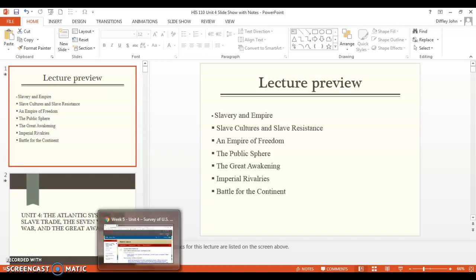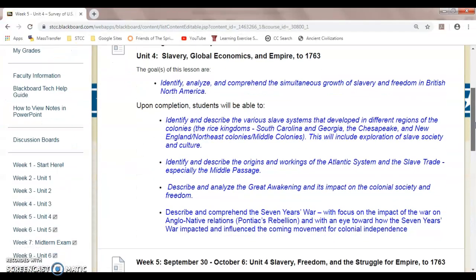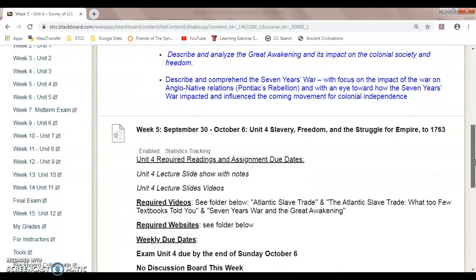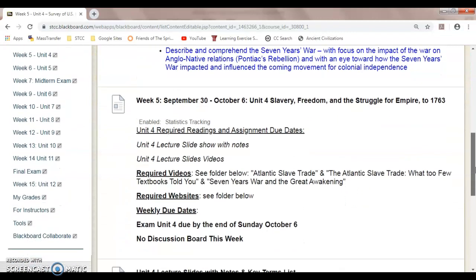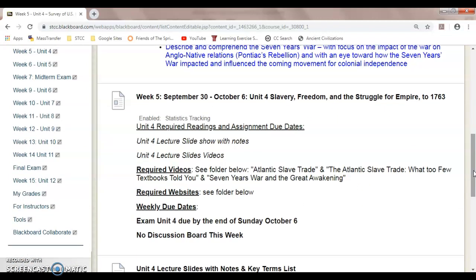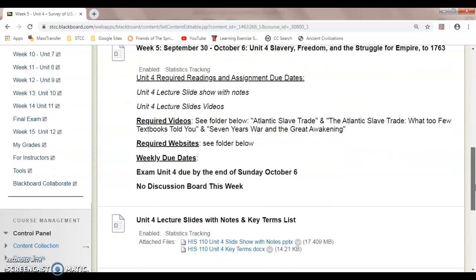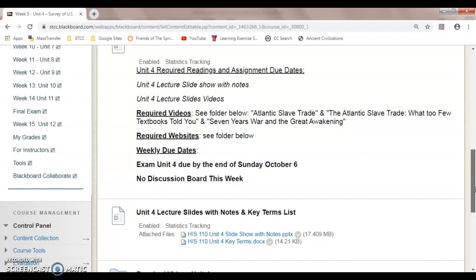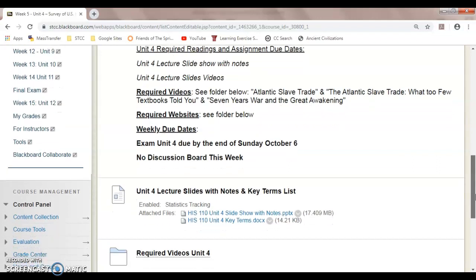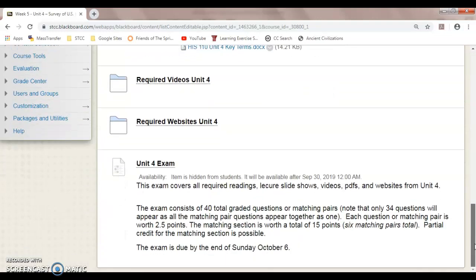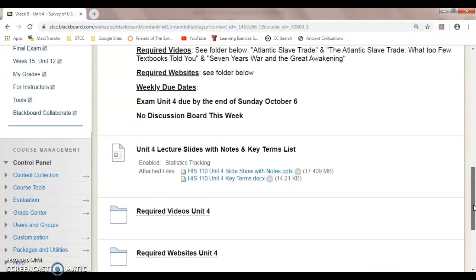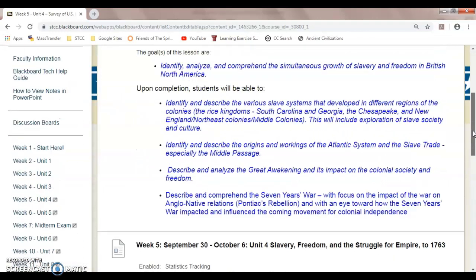This week you have some reading to do as always. You can see the things here. You have the lecture slides with the notes, videos, 3 required videos that we're going to rely on heavily this week. There's a few required websites, especially on the slave trade, especially within Africa. Most importantly, there's only the exam this week, no discussion board this week. So just have to worry about the exam, and you can see the information there and on Blackboard.